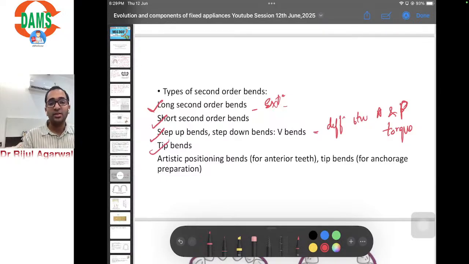Fourth is the tip bends, and lastly these are the artistic positioning bends for anterior teeth and tip bends for anchorage preparation. For anterior teeth, these are known as artistic positioning bends, so as to place the teeth artistically or at the desired inclination. And lastly are the tip bends for anchorage preparation. If you remember from the last session on anchorage, I told you that posterior teeth are tipped back so as to provide good cortical anchorage. Someone asked me also about the tent peg phenomenon.